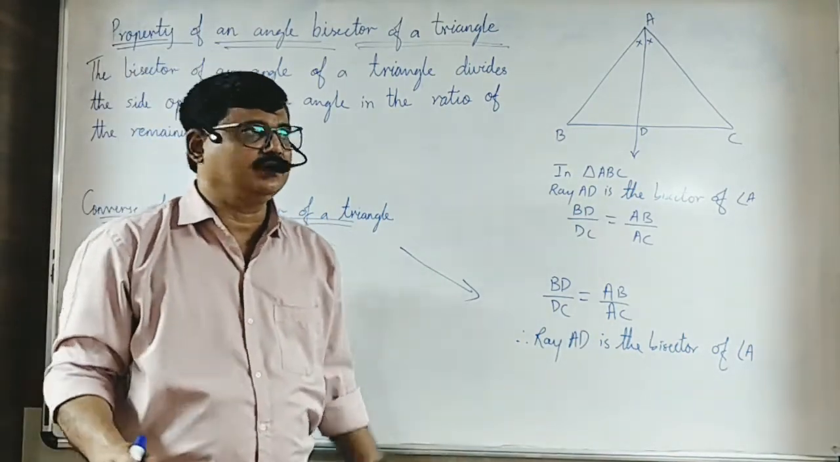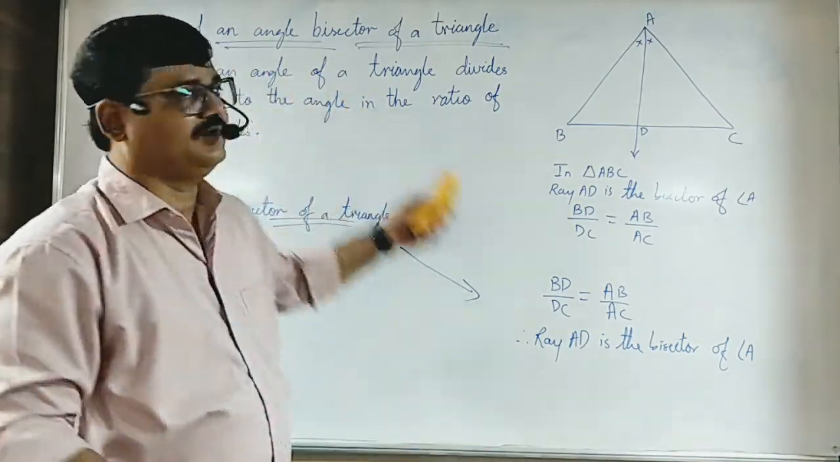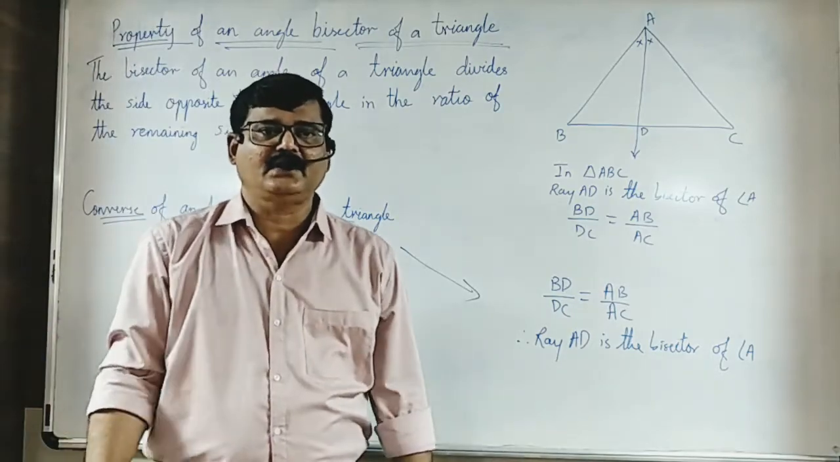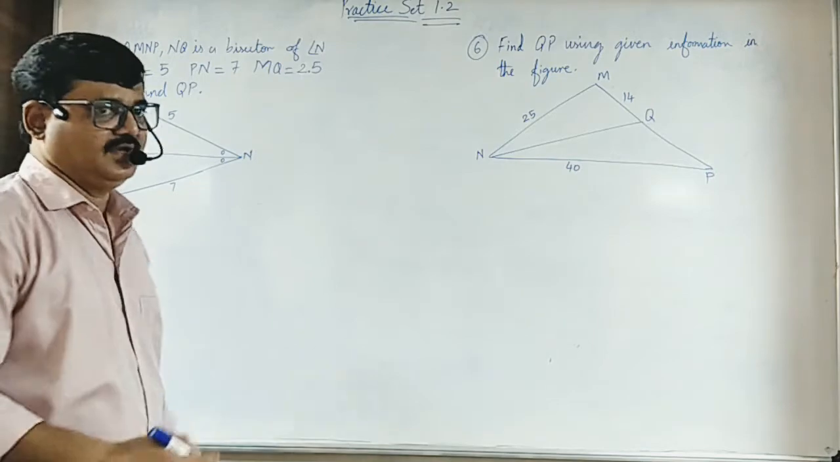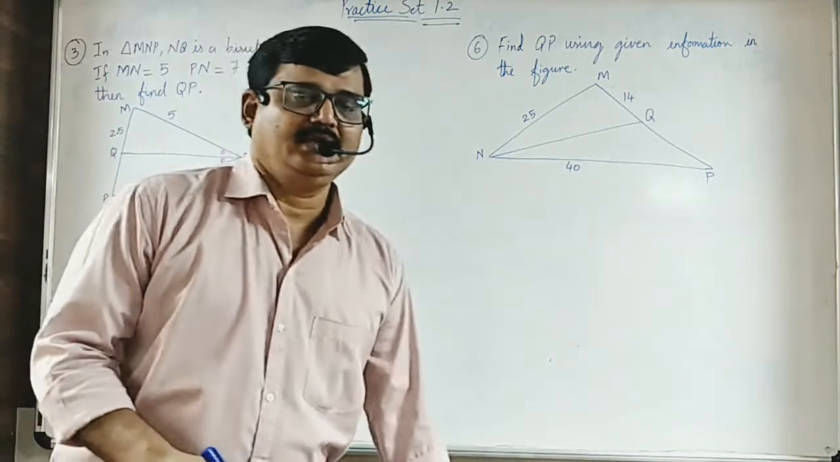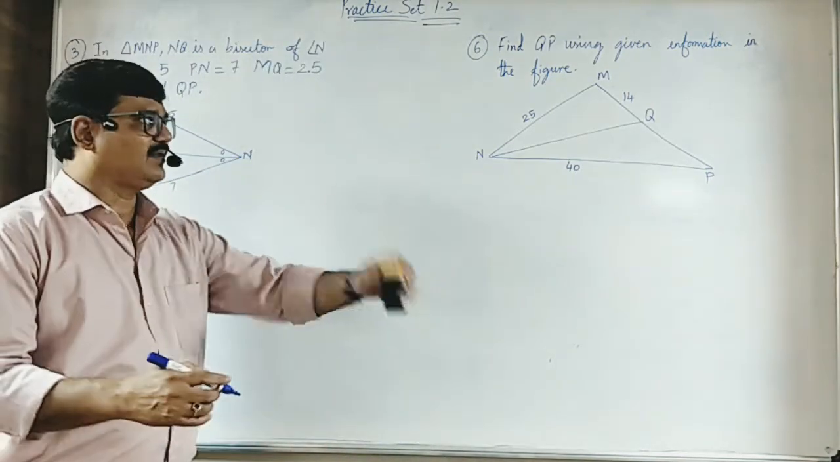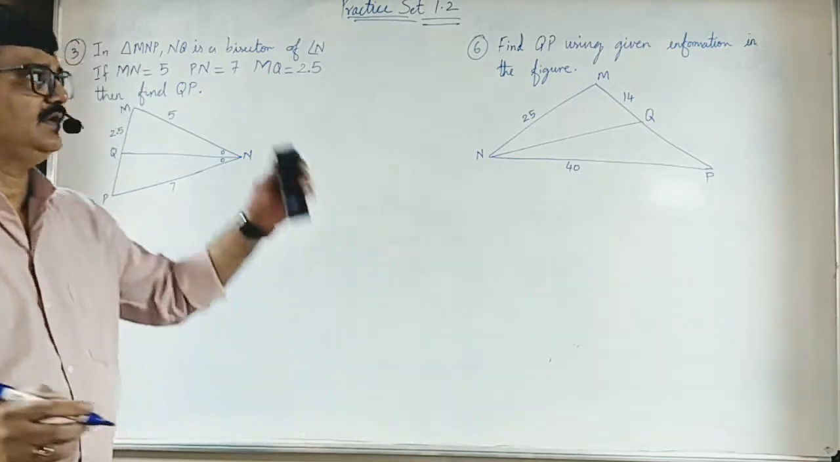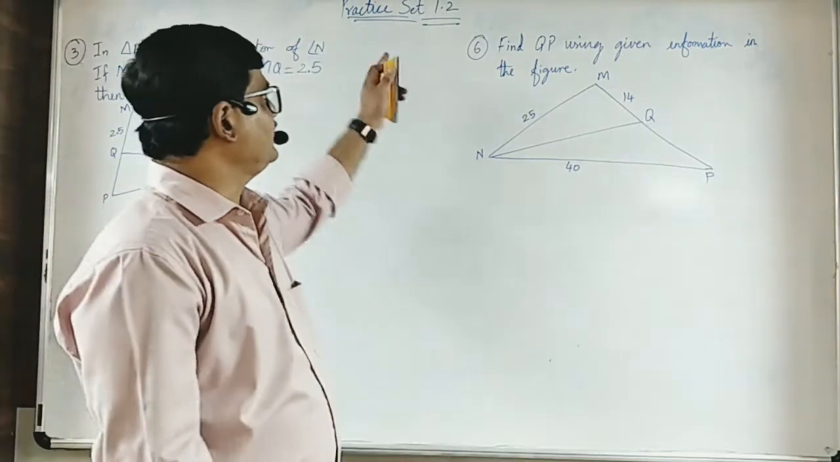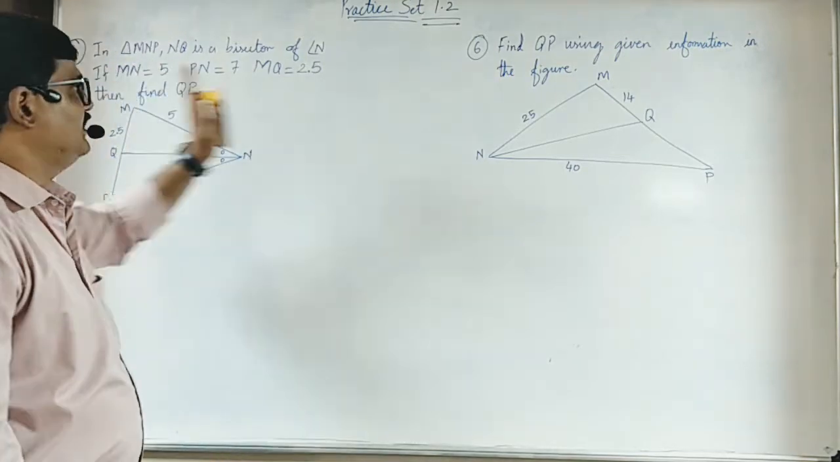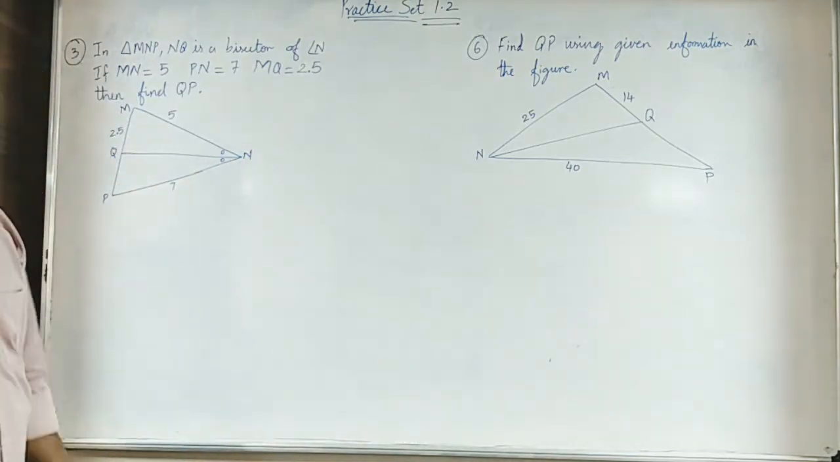So that is the property we have studied, the property of an angle bisector of a triangle. Now let's start with the sums related to the property we have done. In practice set 1.2 we are going to do the third sum and the sixth sum. Both are related to the same property.